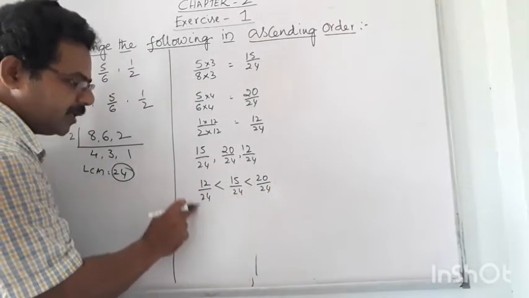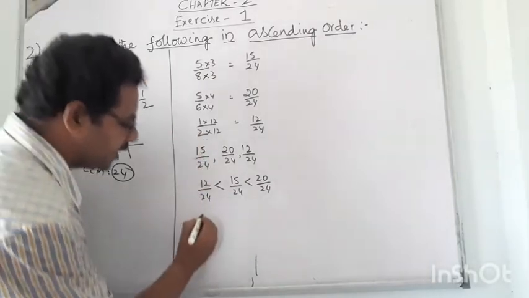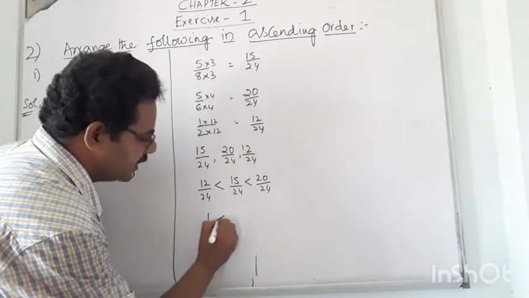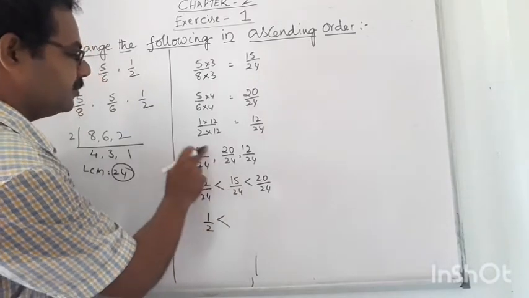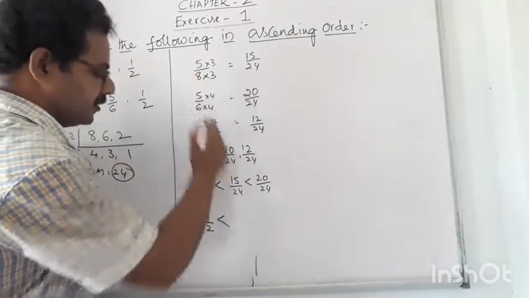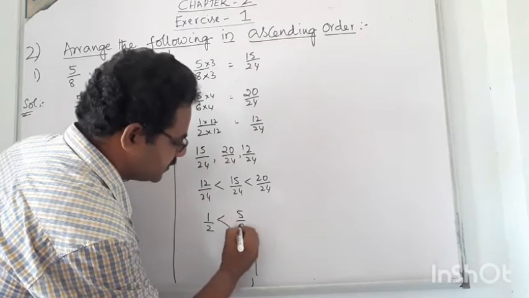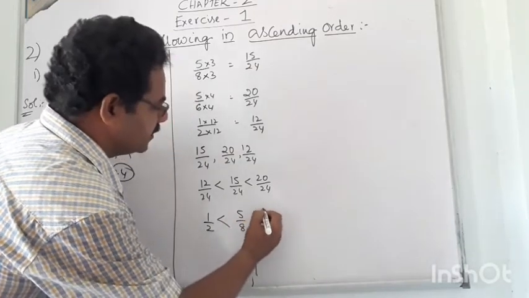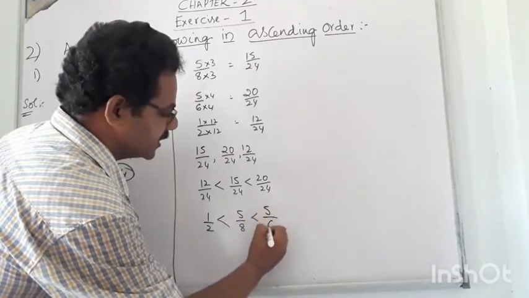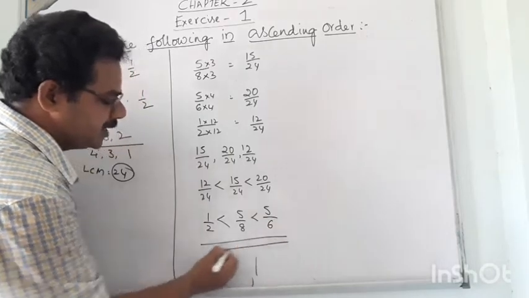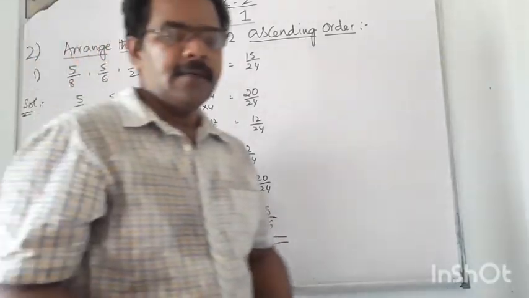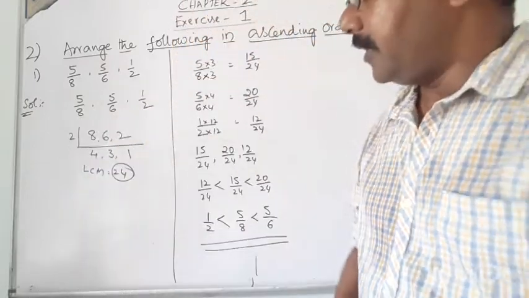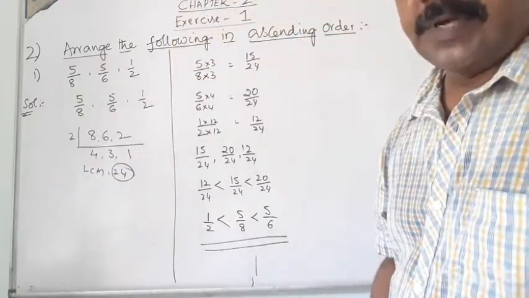But 12 by 24 means what fraction we have taken? 1 by 2 is smaller than 15 by 24, which is 5 by 8, which is smaller than the next one, 5 by 6. So this is the ascending order of the given fractions. Understand? Ascending order of the given fractions. This is the first sum.